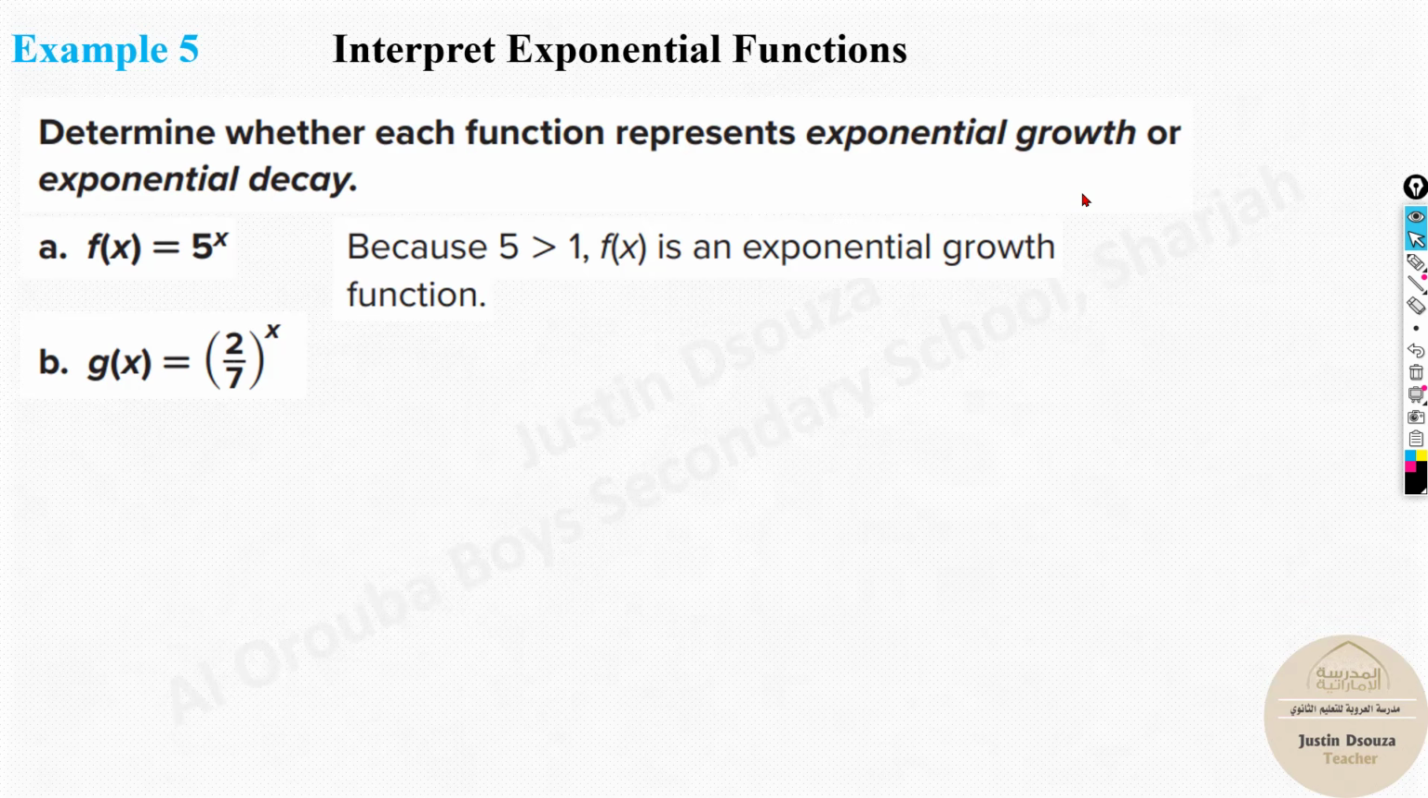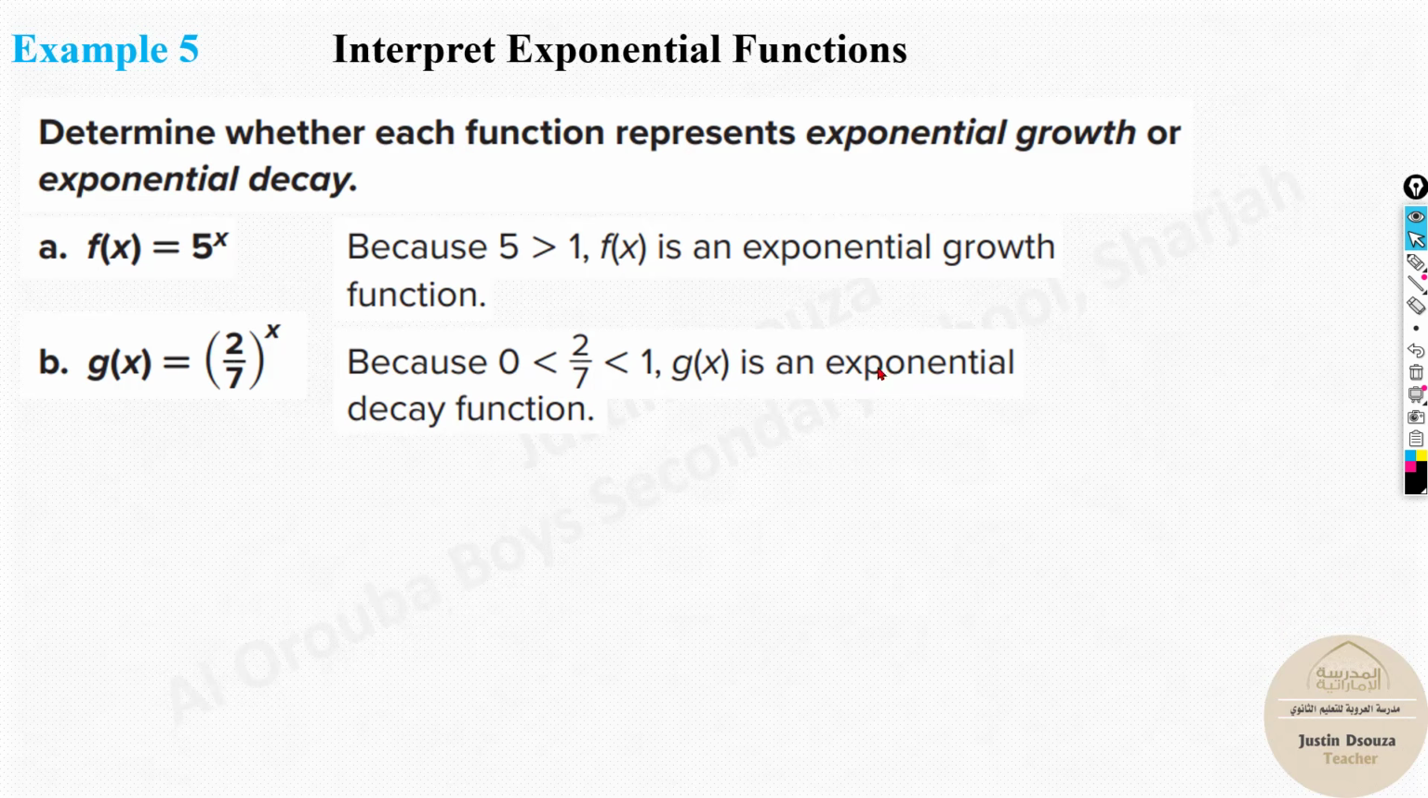You need to say which are growth functions and which are decay functions, looking at the given equations. 5 power x. Look at the base. It's more than 1. It's a growth function. 2 by 7 will be 0 point something, so more than 0 but less than 1. So it's a decay. And over here 4 by 3 is 1.33, so it's again more than 1. Don't get confused because it's a fraction.